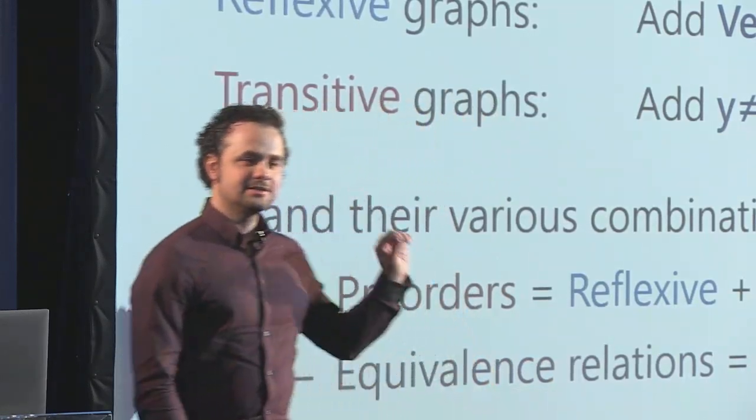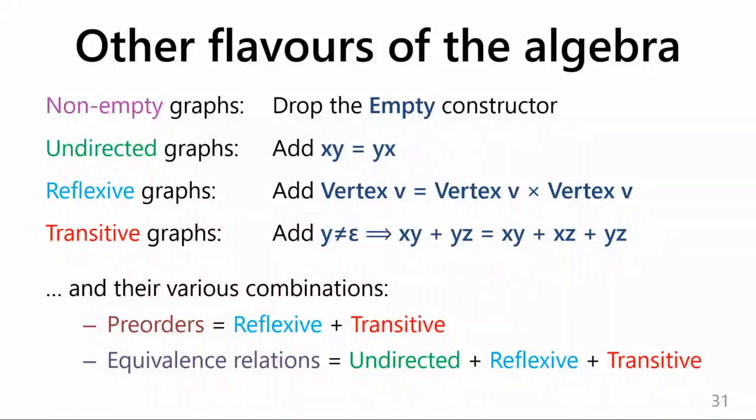You can add some other laws here. So what are these laws? For example, you can demand that the multiplication is commutative. And this suddenly gives you undirected graphs. So you can extend this structure by adding more laws into the universe, and suddenly you operate on other versions of graphs. Also, you can drop the empty constructor, for example, if you don't want to be able to express an empty graph in your language.